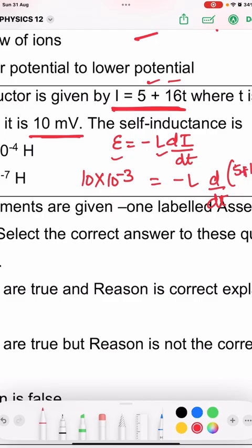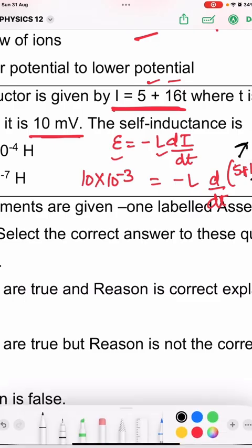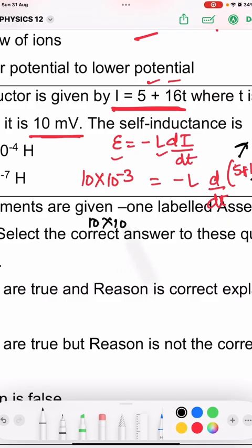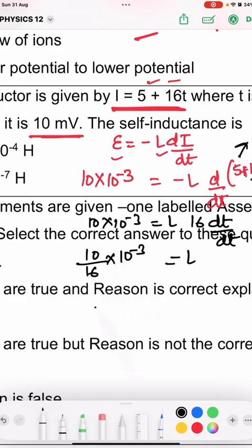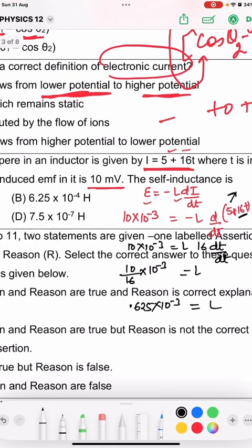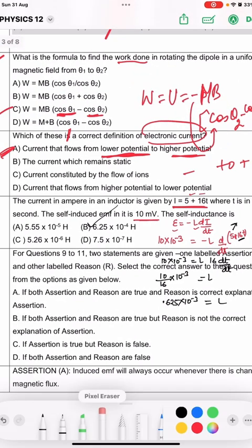Now you have to differentiate 5 and 16t one by one. So differentiation of 5 will be 0 because it is a constant term, and differentiation of 16t gives 16. So 10 into 10 to the power minus 3 equals L times 16, since dt by dt is 1. So L is 10 by 16 into 10 to the power minus 3. You can divide and you will get something like 0.625 into 10 to the power minus 3. So you can choose the correct option accordingly, that is 6.25 into 10 to the power minus 4. So let us see the next question.